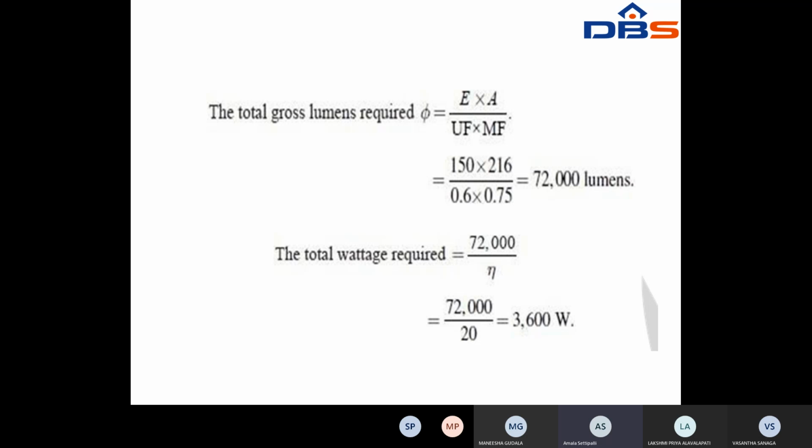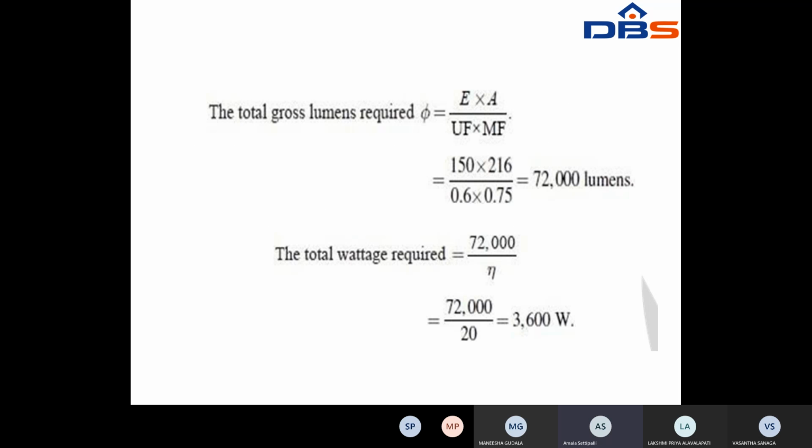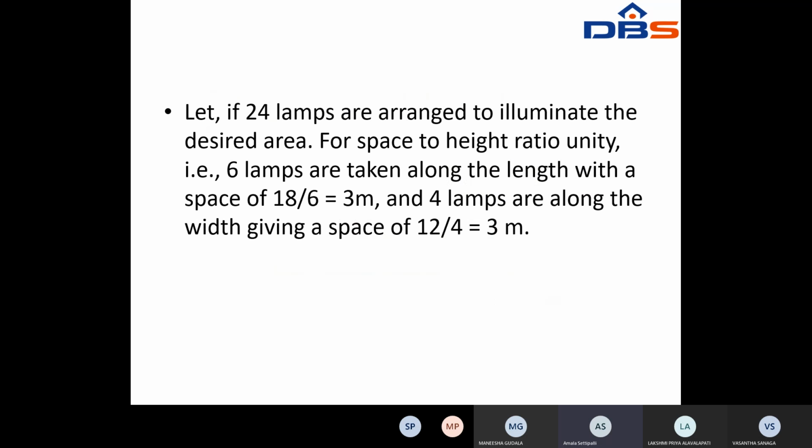The total wattage required. In the problem only the efficiency will be given, so the total wattage required will not be given. The total wattage required is 72,000 by eta. That means total gross lumens by efficiency. In the problem the efficiency is given as 20 lumens per watt, so you can write 72,000 by 20. At that time you can get 3,600 watts. So that is the total wattage required.